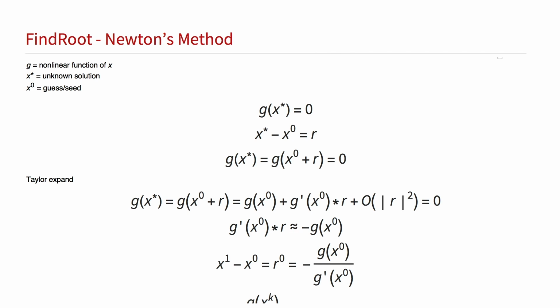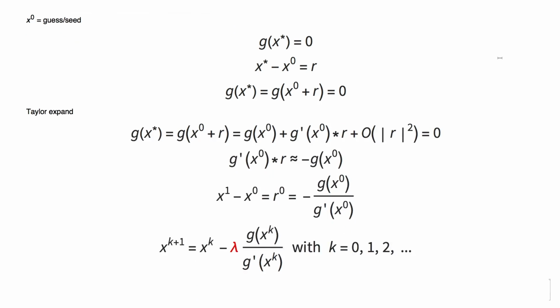Now we get rid of those higher order terms. We just say we don't care about those. And we rewrite the equation. So g prime of x0 times r is roughly minus g of x0. And then we can rearrange the equation and start to make an iterative process out of it. So x1 minus x0 is about r0, and that's minus g of x0 divided by g prime of x0. And from that, you can gain an iterative process.